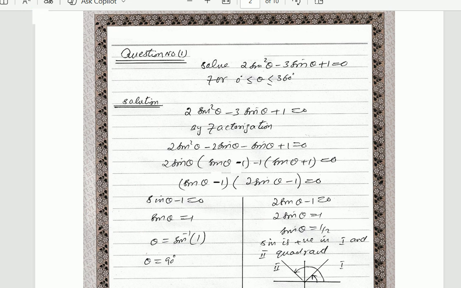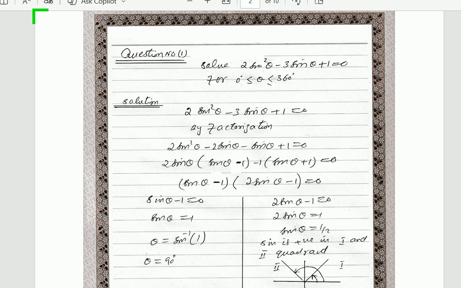After simplification, we get two terms. One is sin theta minus 1 and the other is 2 sin theta minus 1. So we shall put each equal to 0, one by one. Sin theta minus 1 equal to 0, sin theta equal to 1 and theta equal to sin inverse 1. We know that sin is equal to 1 when theta is equal to 90 degree.